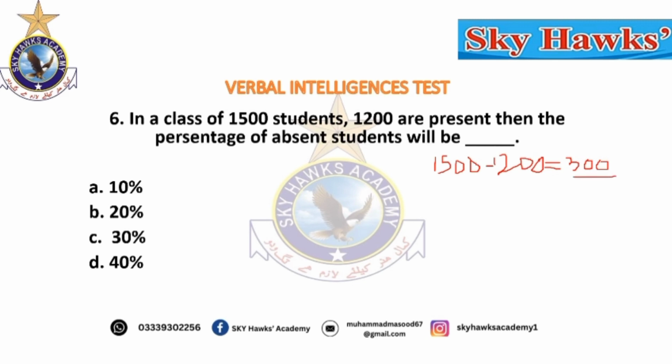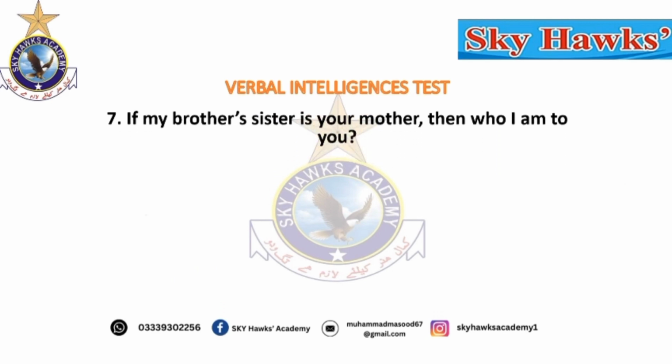So now we have to find the percentage. If you remember, how do we find it? Dividing it by the total and multiplying it by 100. So after making the calculations, we got the answer that is 20%. Okay? So the correct answer is B, 20%.